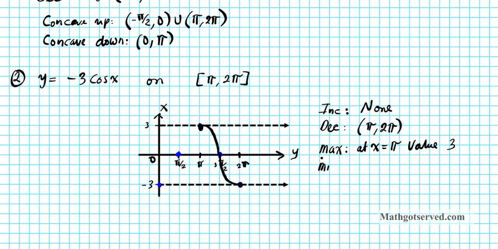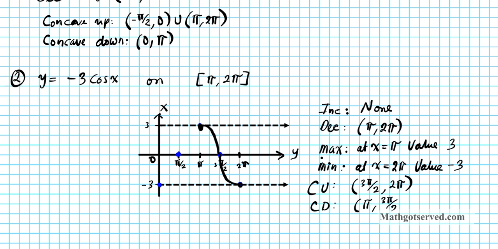Okay? The minimum is at x equals 2 pi, this is the low point of the graph, and the value is negative 3. Now let's look at the concavity, concave up. Where is this concave up? Where do we have a complete or partial U? We have a partial U facing up from 3 pi over 2 all the way to 2 pi. And then we have a downward facing concavity from pi to 3 pi over 2. All right, so that's that.